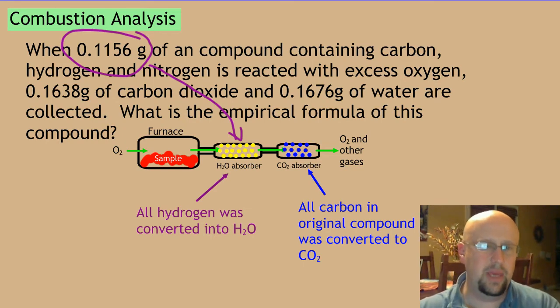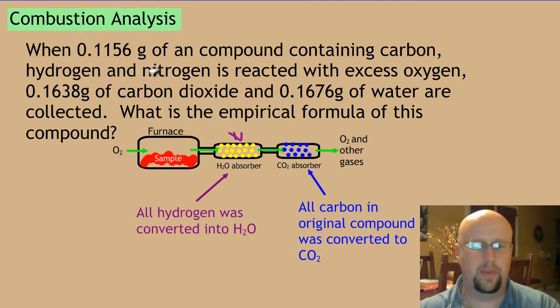So what that means, if we look at the information that we're given here, let me erase a couple things here real quick. What that means for us is that this number, this 0.1638, all of the carbon has to be in here, and all of the hydrogen has to be in here.